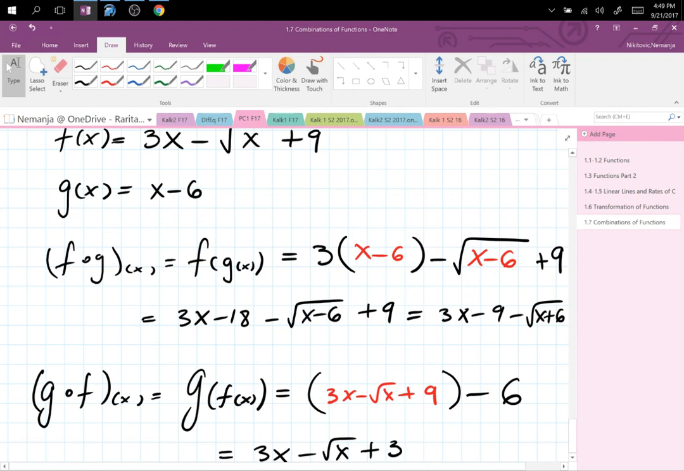So next class we are going to discuss function composition in detail. We are also going to take a look at the difference quotient, and then some other functions that we work with. So see you next class.